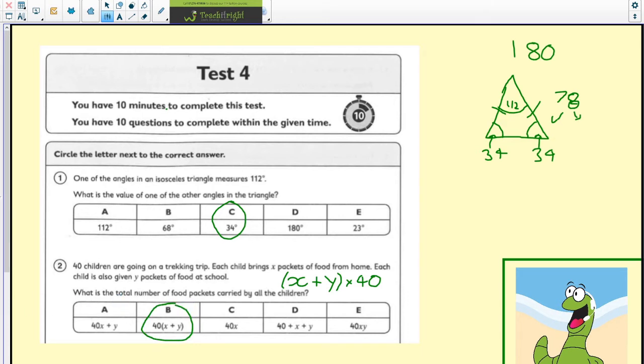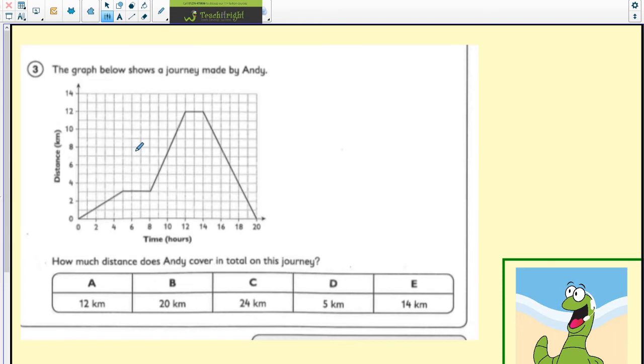Simplified. Number 3. Graph shows a journey made by Andy. How much distance does he travel on his journey? So this is time, this is distance. So the distance he's covered from here to here is going to be 3, all the way up to here is 12. So he's covered 12 miles to get to here. He rests for it, goes nowhere, but of course he also comes back down from 12 to 0. So to go from here to here is 12, but also to go from here to here is another 12. So that means in total he's done 24 kilometers.